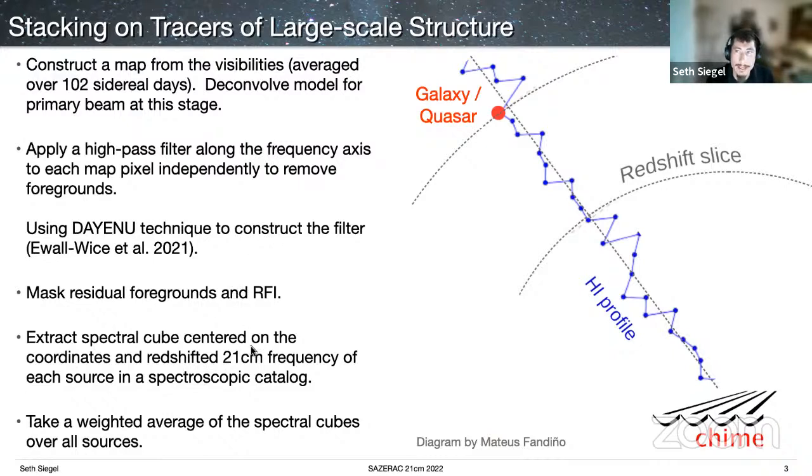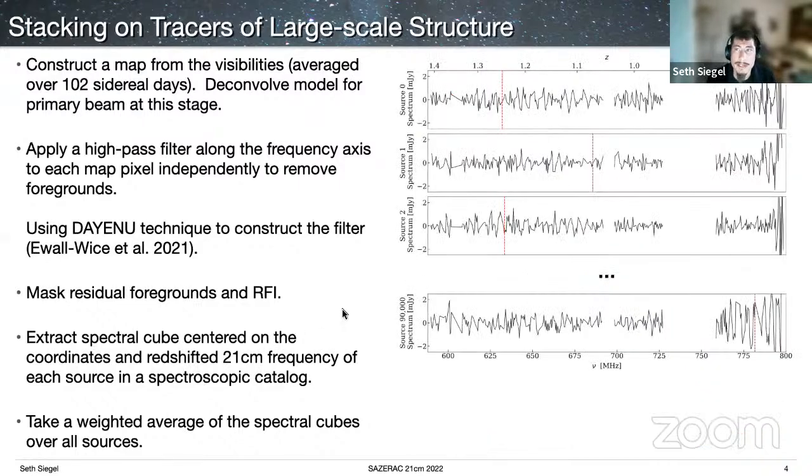Then for each source in a spectroscopic catalog, we extract a spectral cube from the map that is centered on the source's coordinates and the radio frequency corresponding to its redshifted 21 centimeter emission. This figure illustrates the procedure along the frequency axis. Each panel is the spectrum for the map pixel closest to a quasar. The red dashed line indicates the frequency corresponding to 21 centimeter emission from the quasar's redshift. The catalogs that we're using have on order tens of thousands of sources in total. The individual spectra are noise dominated.